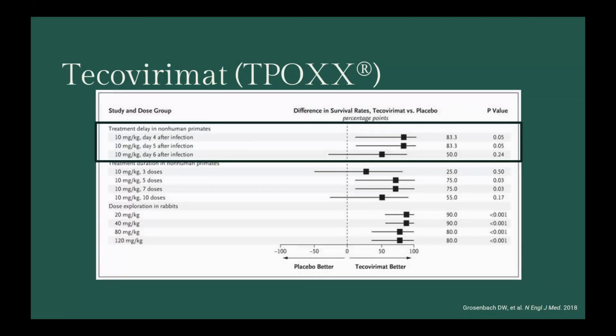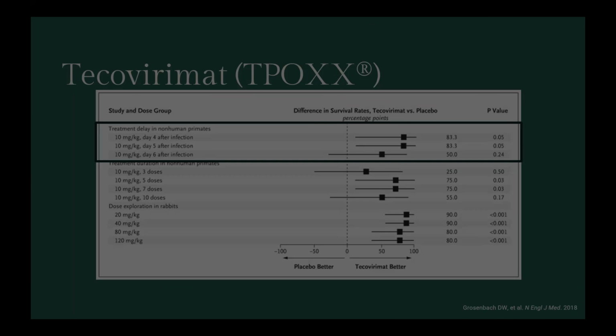The same study, again, also looked at the effectiveness if treatment was delayed. A dose of 10 milligrams per kilogram for non-human primates initiated at 4 to 5 days after exposure showed a survival rate of 83.3% on day 6. On day 6, the survival rate reduced to 50%. This further shows that the medication is most effective when initiated within 4 to 5 days of exposure in an ideal scenario.